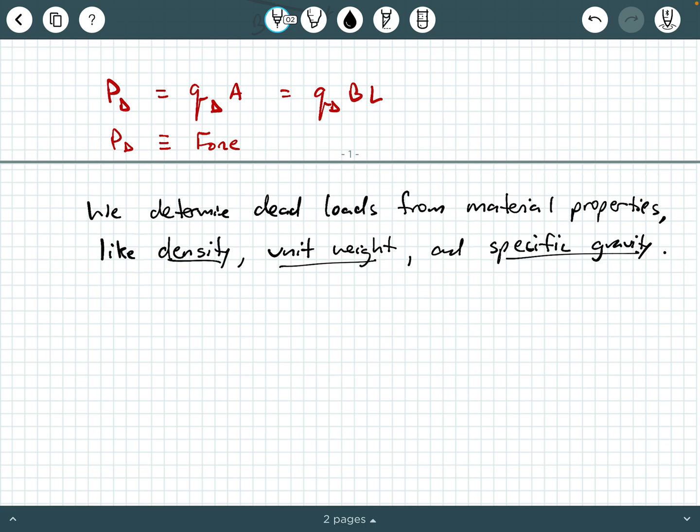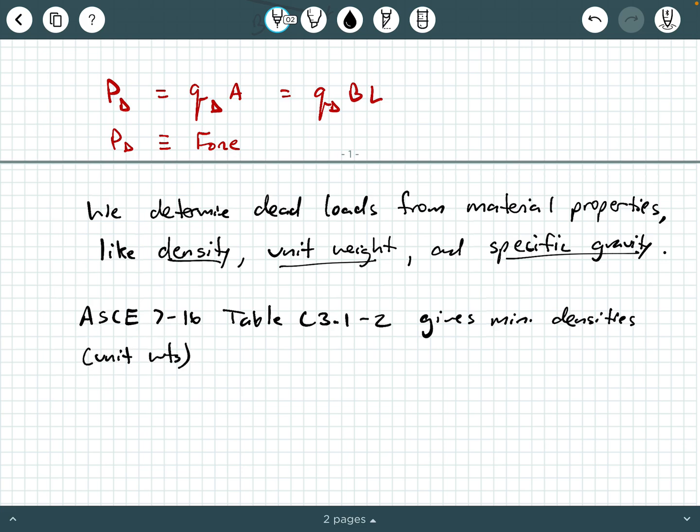So a common reference that we can use to help us find some material properties is our ASCE 7-16 standard. ASCE 7-16 Table C3.1-2 gives minimum densities, or another way you can think of that is unit weights, for common construction materials. Now these densities or unit weights typically have units of pounds per cubic foot or kilonewtons per cubic meter. It's a big table that has a lot of different common construction materials and their densities or unit weights.